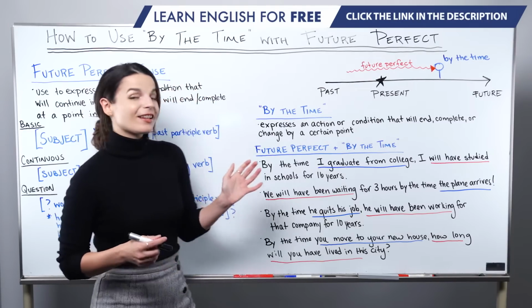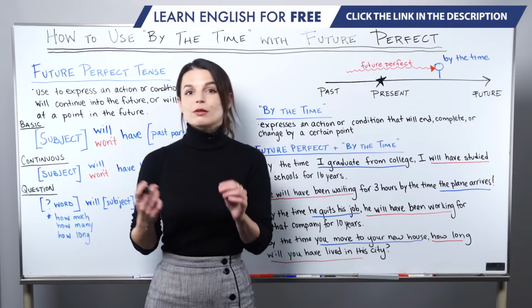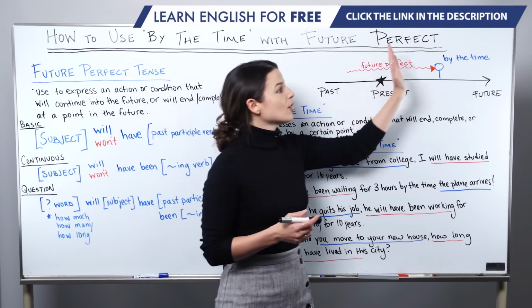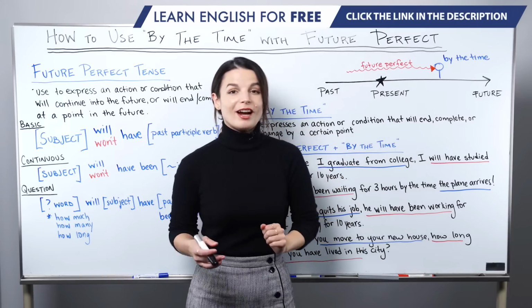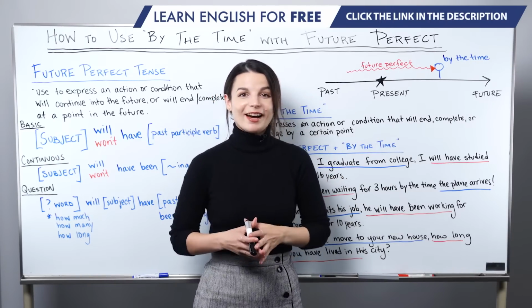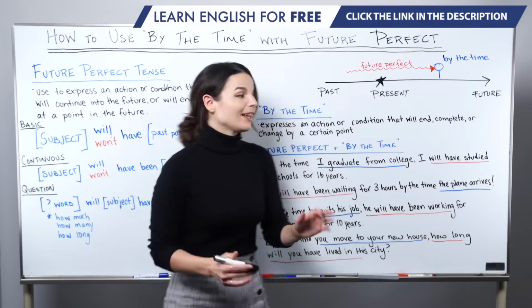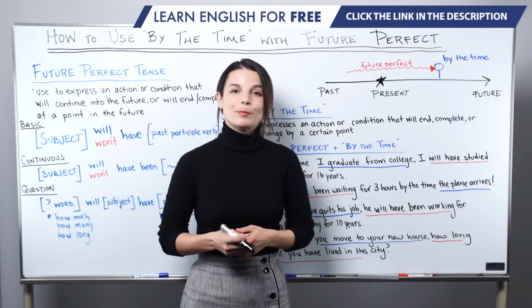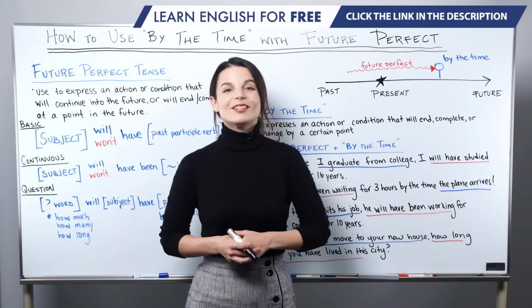So I hope that this lesson helped you understand how we use by the time together with future perfect tense to talk about future situations, future actions, and their relationship to our continuing actions in the past. As I said earlier, yes, we can use by the time in other tenses, like with past tense, for example, but maybe I can talk about that in a different video.